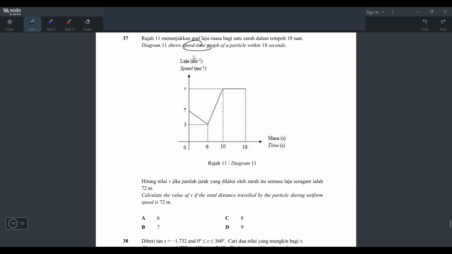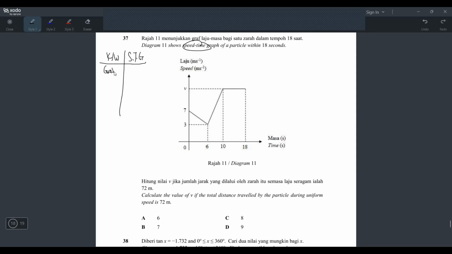Diagram shows speed time graph. Okay, speed time graph automatic. You can use the gradient to find what? Do you remember the table? But I will not draw the table for DTG. I will only draw for STG because this question is STG, right? So STG, this one is the keyword.